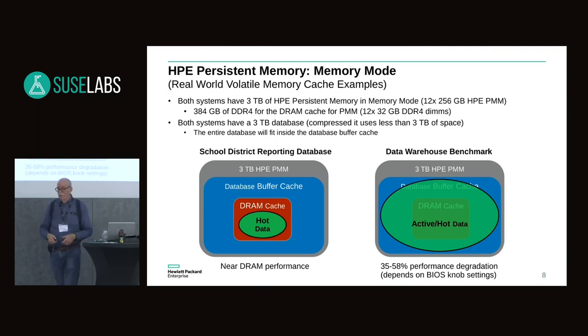On the right, that's a TPC benchmark. And it's like, well, it looks like it ought to fit. It's less than 3 terabytes. But, you know, it's wandering all over the place. And you can see the number down at the bottom there. It's a big hit in performance because of the access times. So same size database, access can be either really, really good or can get really, really painful.